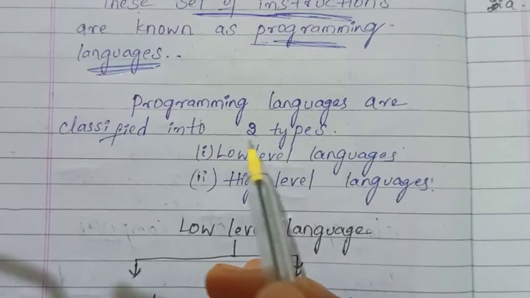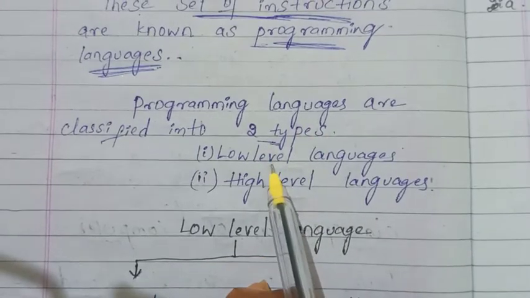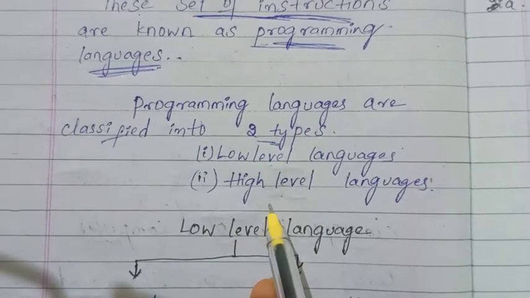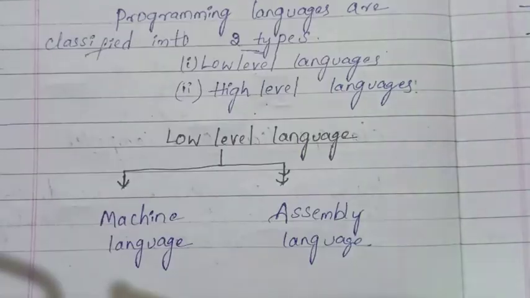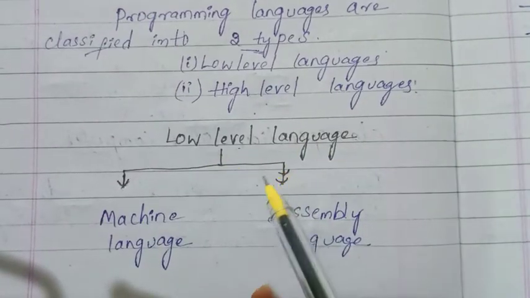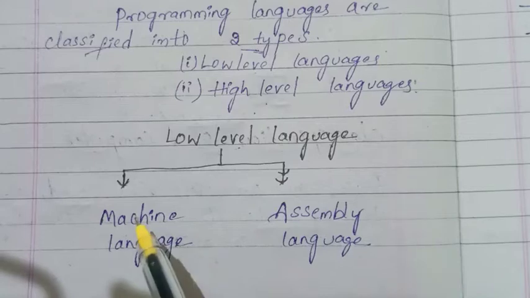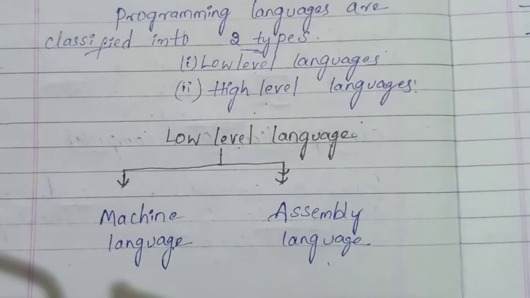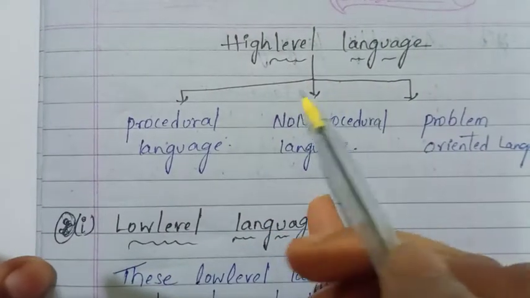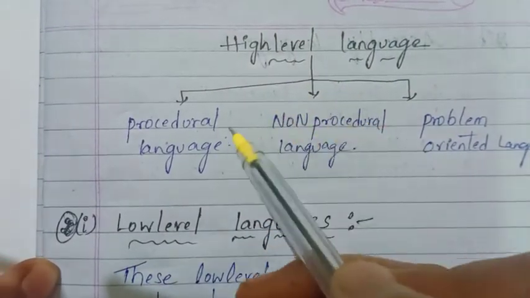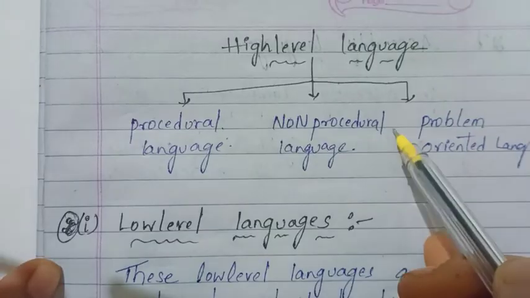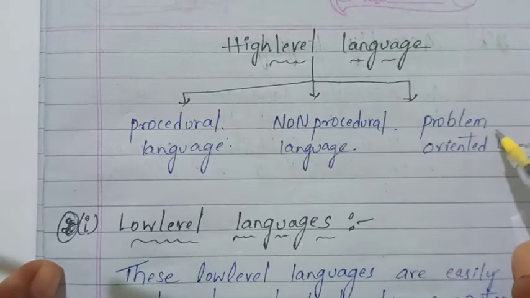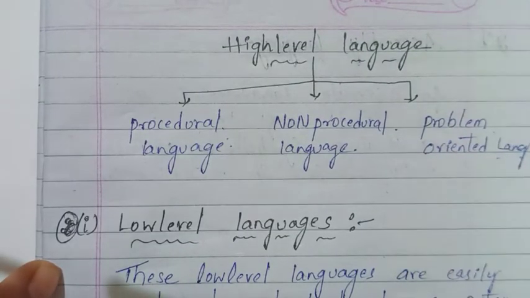And programming languages are classified into two types, that is low level languages and high level languages. Low level languages are of two types, that is machine language and assembly language. And high level languages are of three types, that is procedural language, non-procedural language and problem oriented language.